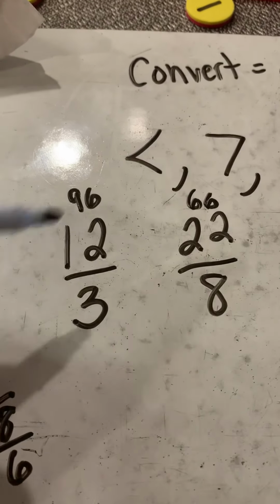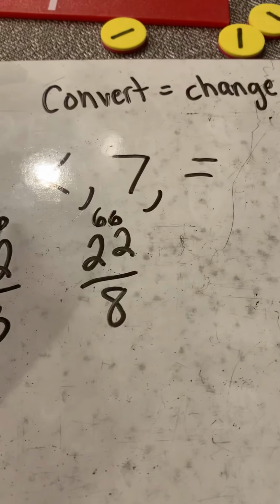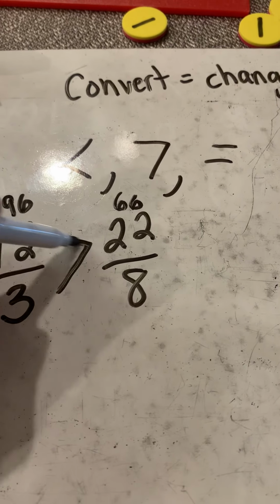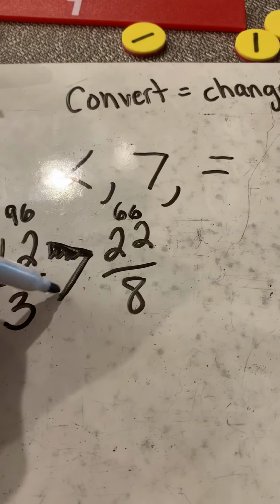Well, which is bigger, 96 or 66? Well, 96 is bigger, 66 is smaller. Remember, the alligator mouth eats the bigger number.